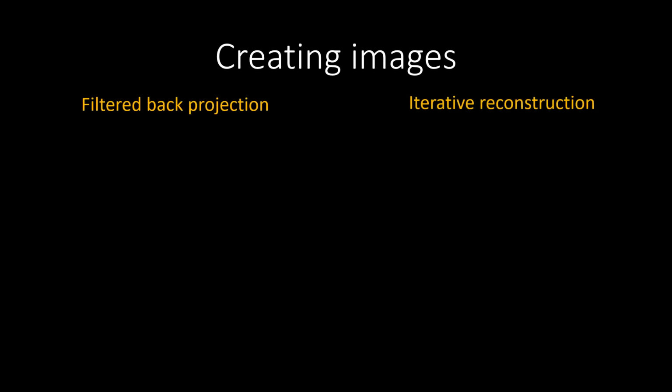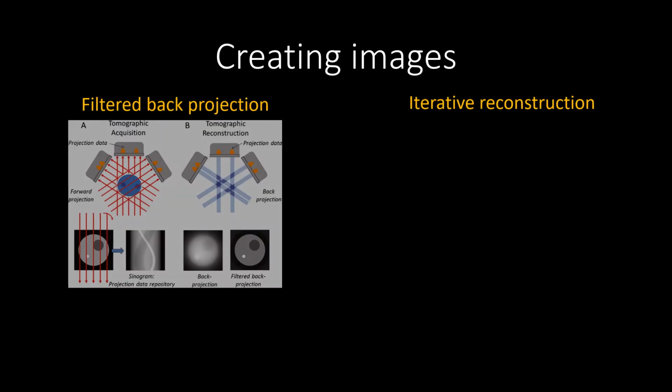Images are created using back projection or iterative reconstruction. In back projection, the line between the two detected signals, also known as the line of response, is reconstructed. When this is done multiple times, this produces an image. This image is blurred, but can be made clearer using a filter.